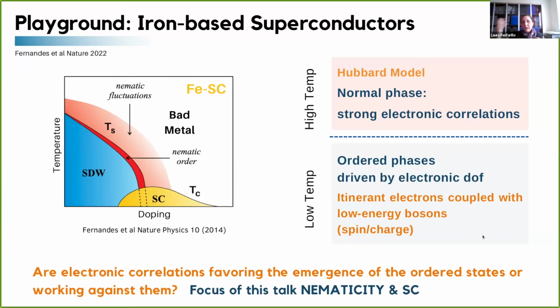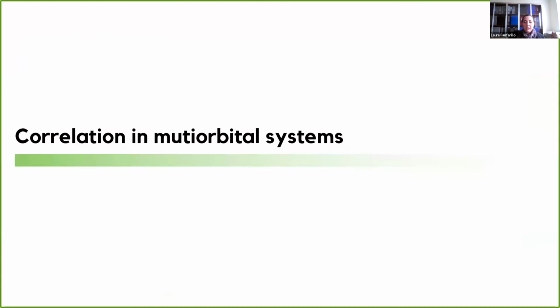So what I'm going to show you in this talk is essentially that the story is more complicated, because there is a very huge overlap in the energy scale of the correlation and the low energy degree of freedom mediating the ordered phase. And so we have to properly take into account the interplay between these two players. So after this huge introduction, that is essentially actually the main message of the talk. So I hope that is clear.